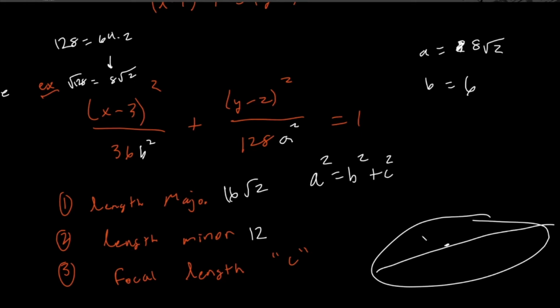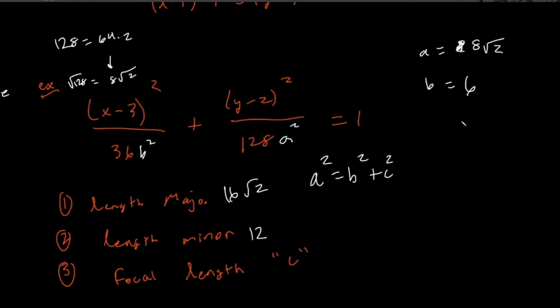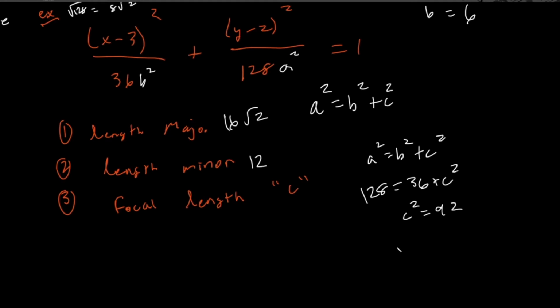Cool. Wonderful. So now that we have A and B, we can find C. So A squared equals B squared plus C squared. I don't need to square that. It's already over there, isn't it? So 128 equals 36 plus C squared. So C squared is 92. So C is going to be the square root of 92. 92 is divided by 4 to get 2 root 23. I know this for a fact. So the focal length is 2 root 23.